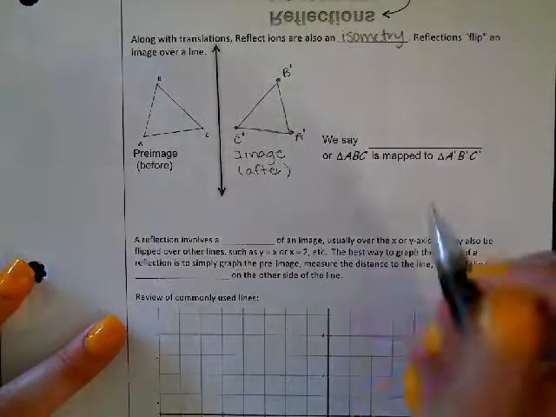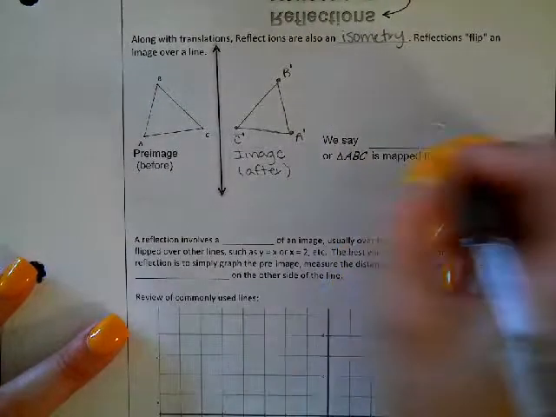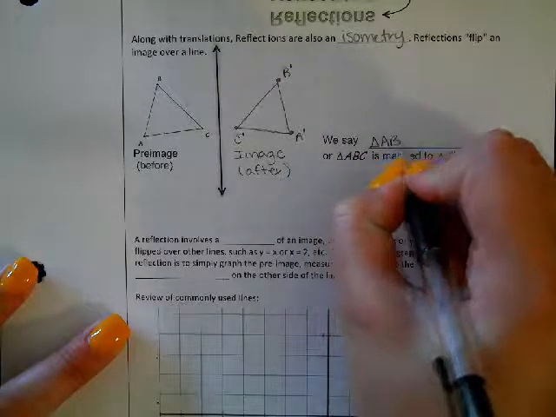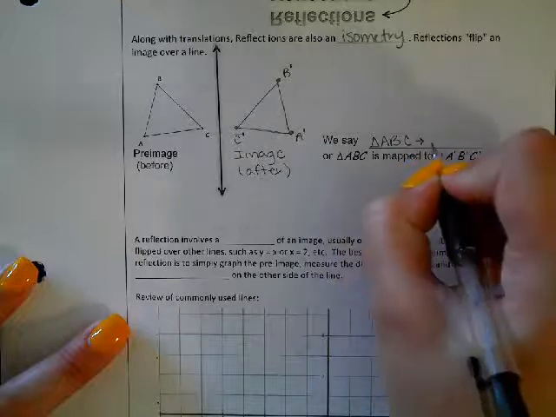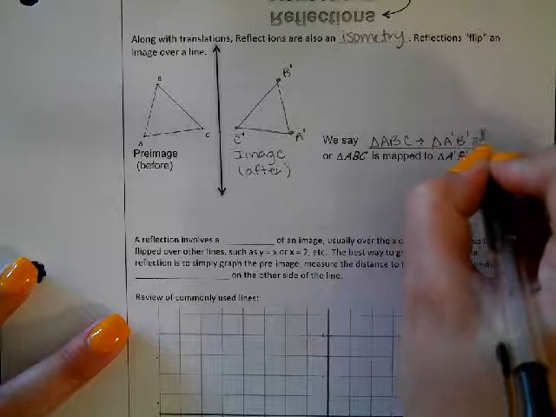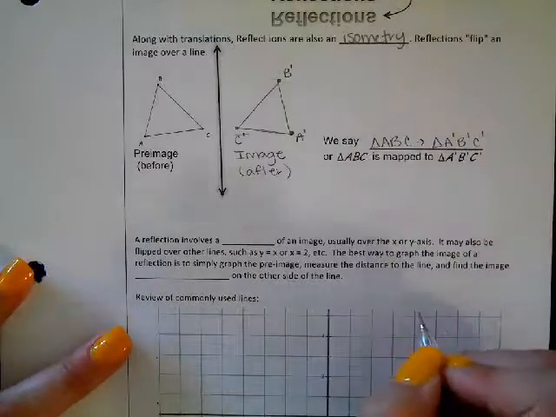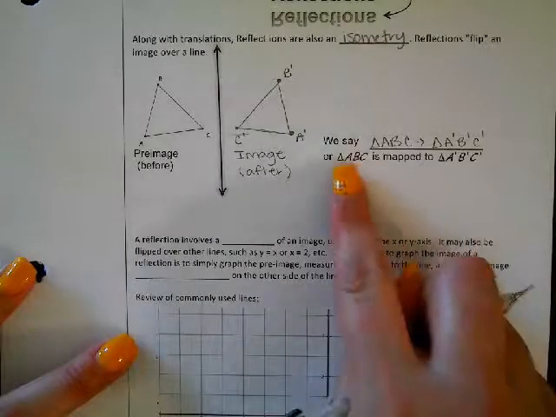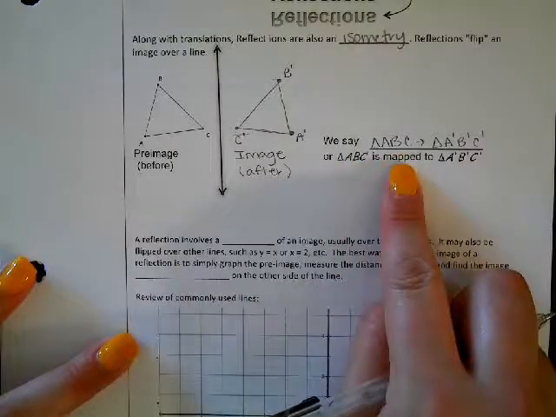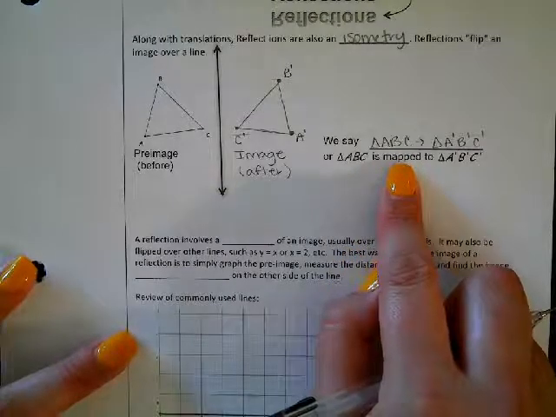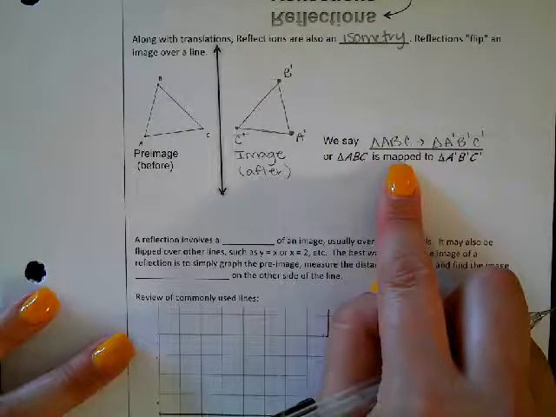Okay. So we say that triangle ABC maps to triangle A prime, B prime, C prime. And then here's where they actually say it in words so that you can remember how we read that out loud. Triangle ABC is mapped to triangle A prime, B prime, C prime.